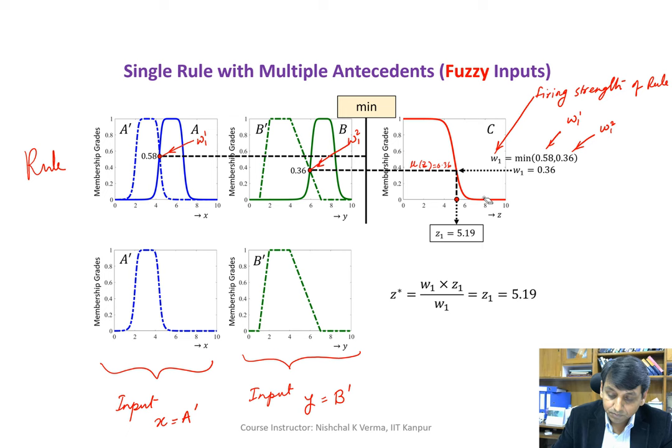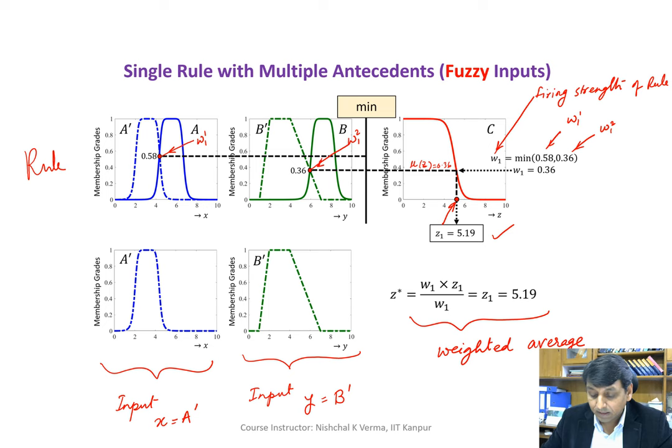So our Z1 is the Z1 corresponding to x is equal to a dash and y is equal to b dash. And since we have only one rule, the weighted average becomes the same. So this is the weighted average, and since we have only one rule, as I said, 5.19 will become the final output.